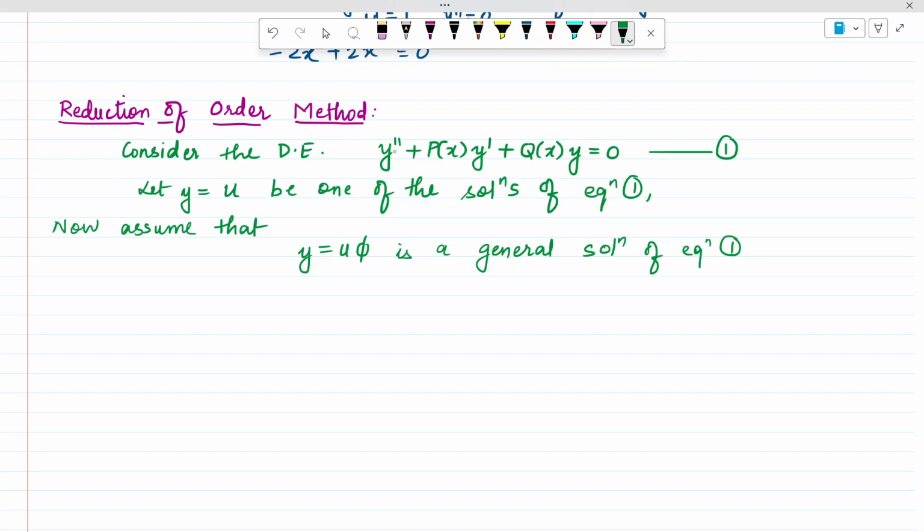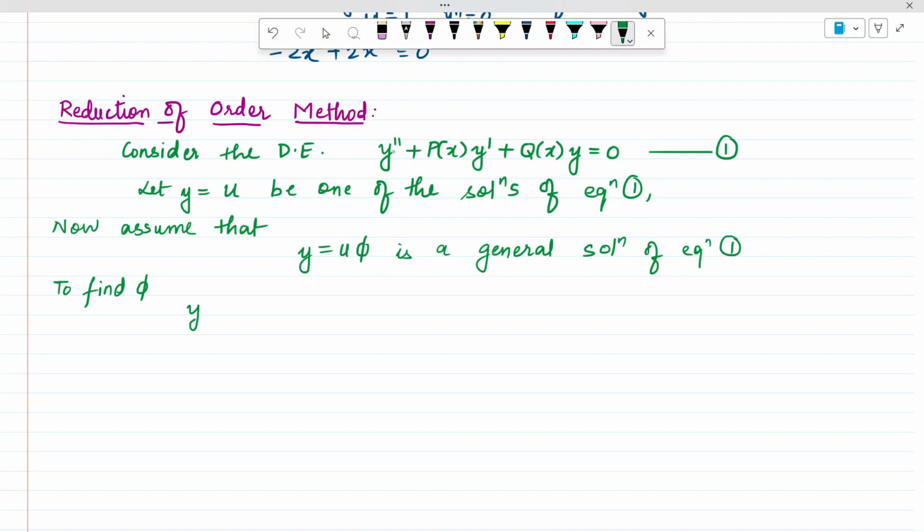And let's understand, this phi will be a function. If it comes out to be a number, then we will not get linearly independent solutions, because u and k times u will not be linearly independent. Our target will be to find linearly independent solutions. So this phi is going to be the function, and our target is to find phi.